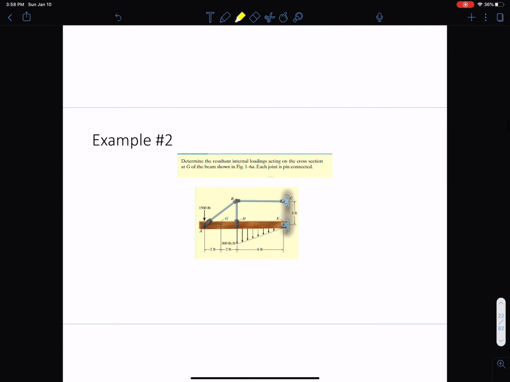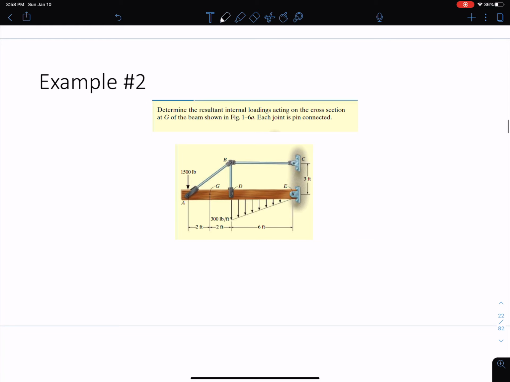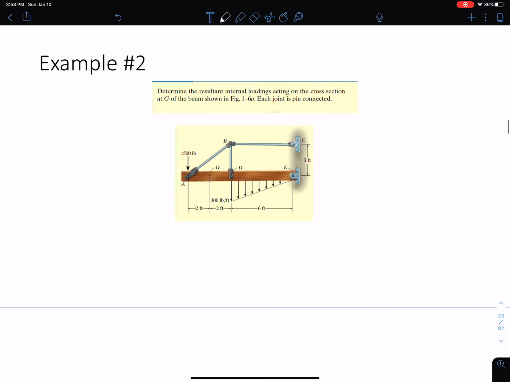Okay, let's try another statics example here. I want to determine the resultant internal loading acting on the cross-section at G of the beam, and each joint is pin connected.